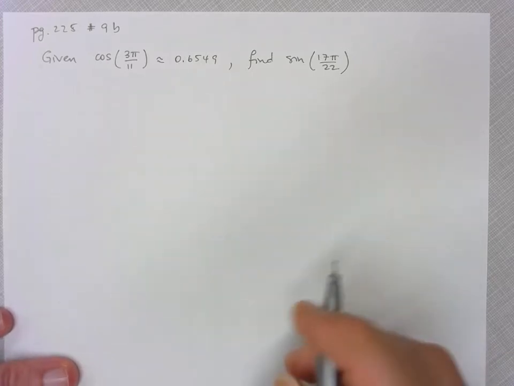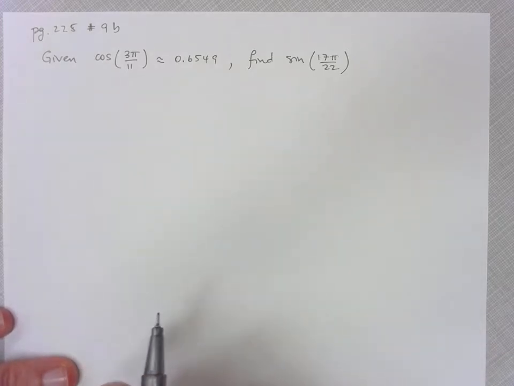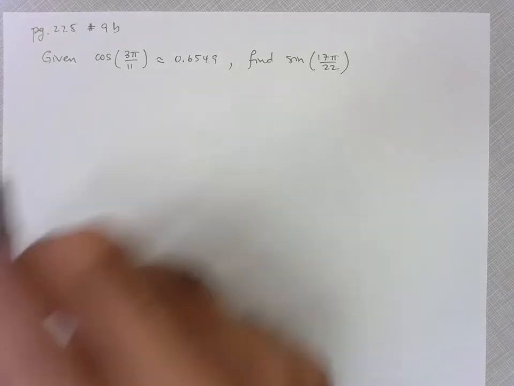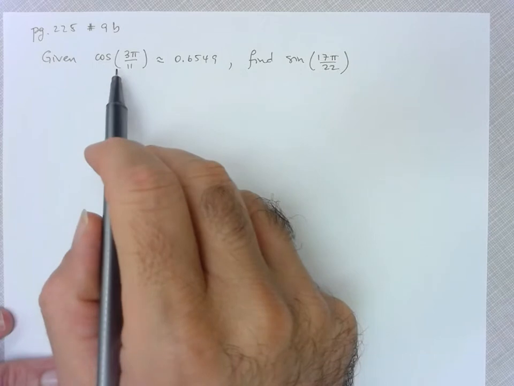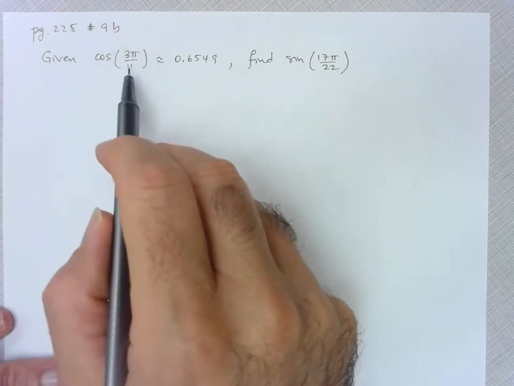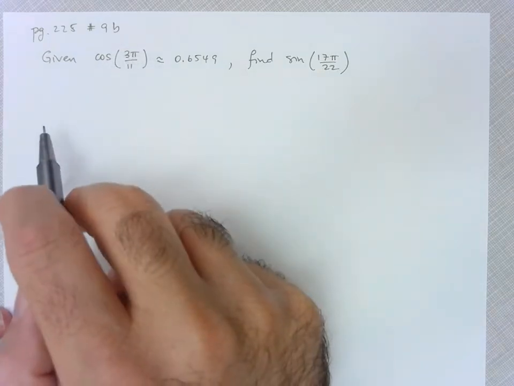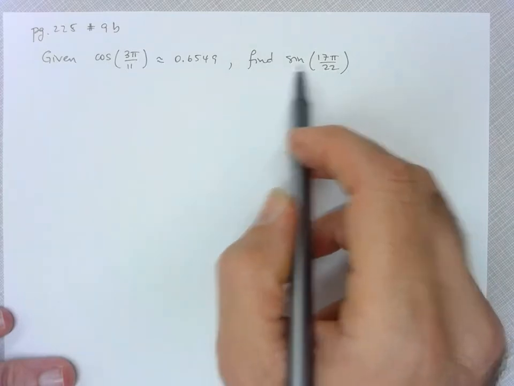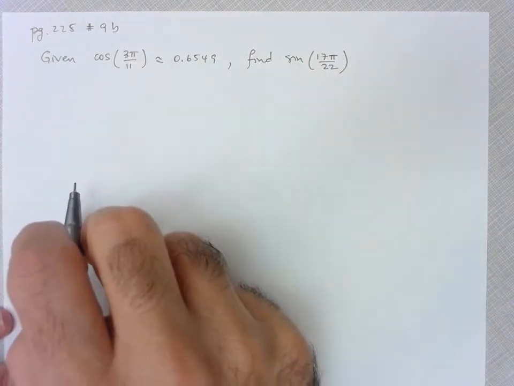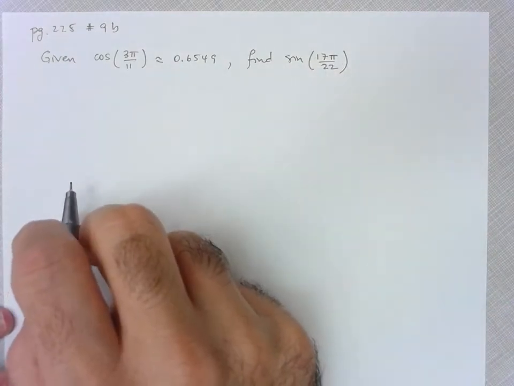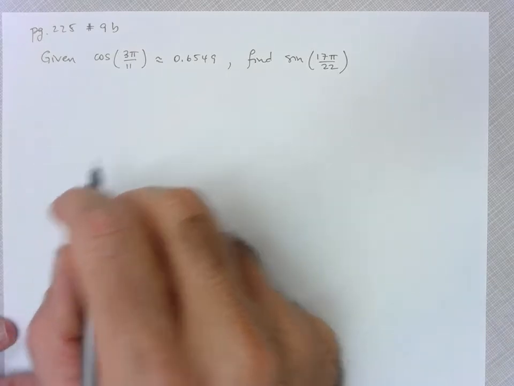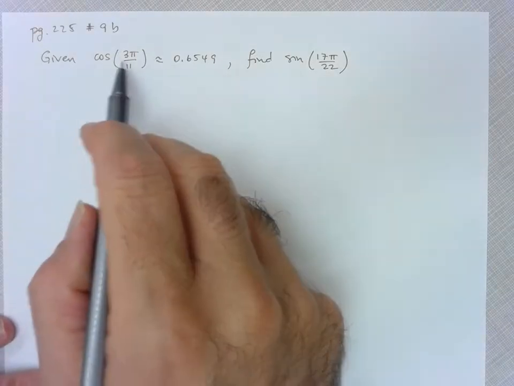Hi folks, we're going to take a look at page 225, 9b, which is a question similar to some of your homework questions. In this case, they give us an approximation for a cosine value of an angle, 3 pi over 11, and they want us to use this to determine the sine of 17 pi over 22. Here again, the implication is that you're doing this without a calculator, just given the information that you have.